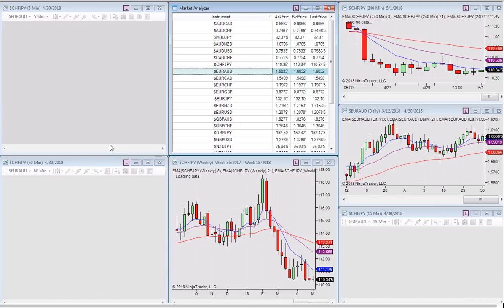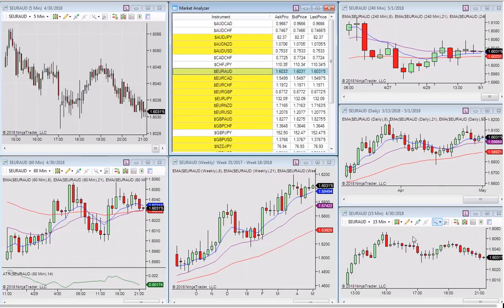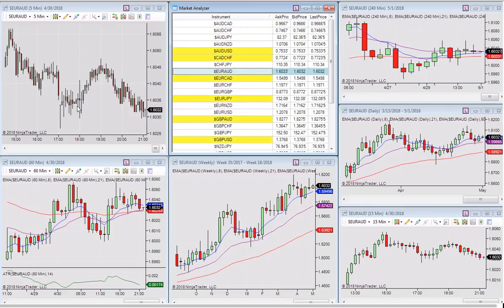Okay, let's look at Euro Aussie. The weekly is heading up, but we have this shooting star candle. The daily is heading up. That looks quite good. The 240 minute is choppy, and the 60 minute is choppy. This is not an ideal trade.